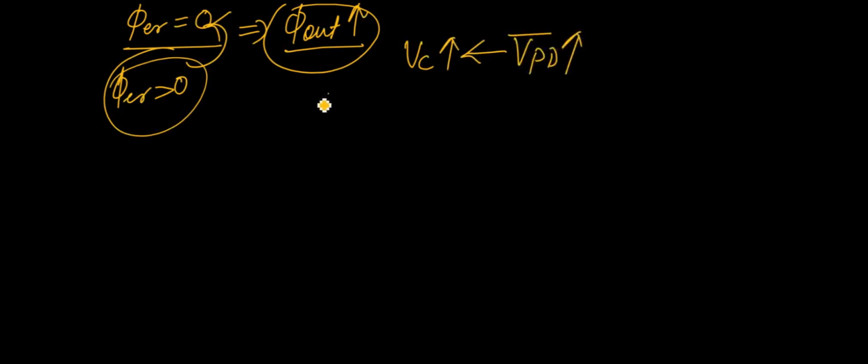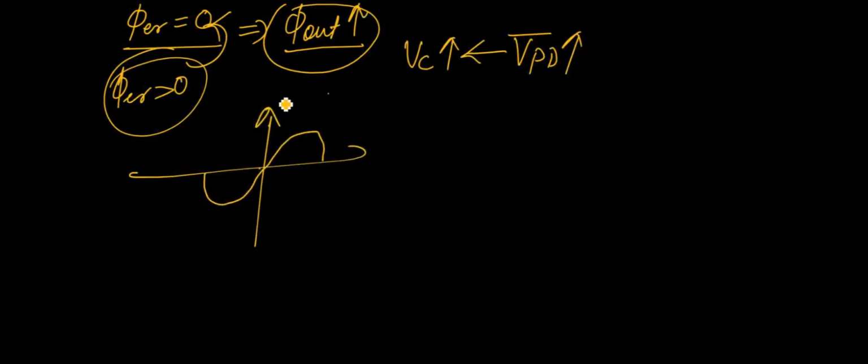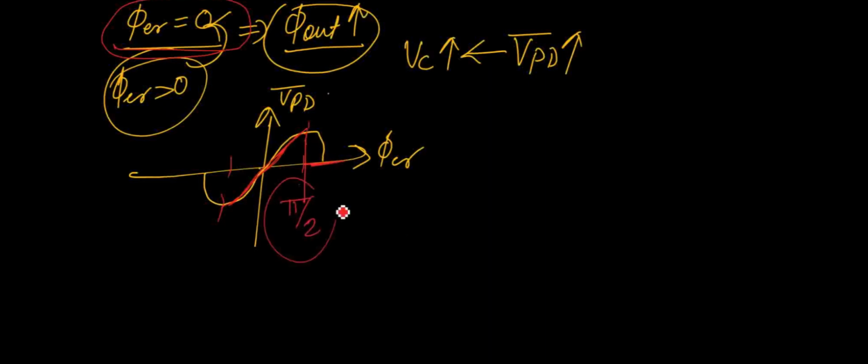Okay, so that's why I'm saying that if this is VPD bar and this is phase error, you have to stay in this linear range, and in this range you are able to lock your PLL by making phase error constant or 0. Okay, I hope it is clear. And if you are going to this range, after pi by 2 you are going, then what is happening?